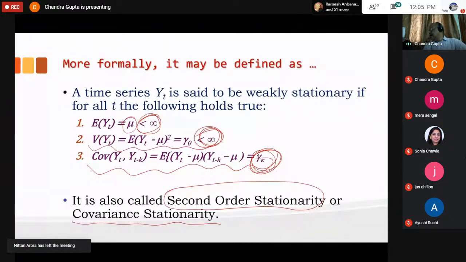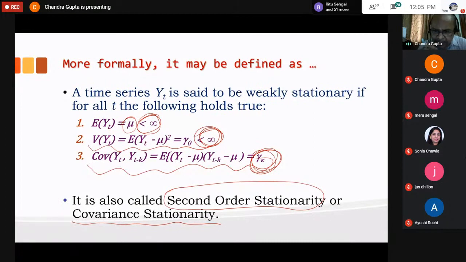Jan Thuda is saying mean reverting, and that's the characteristic of a stationary series. That's not a part of the definition, that's a characteristic. That series should be mean reverting. That's the characteristic of a stationary series.